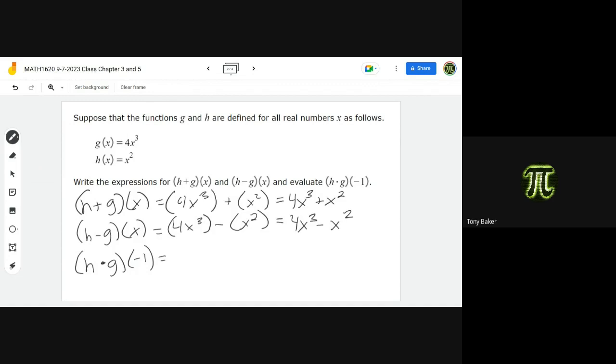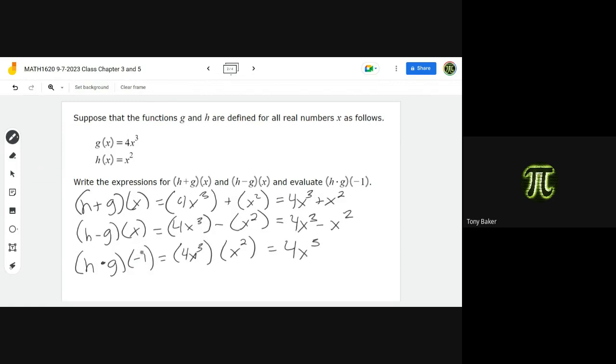So I'm going to show you the multiplication one. It's the same thing. You just basically multiply them together. It's 4x to the third times x squared. Now this one, we can actually do something to it. When you're multiplying like bases, what do you do with the exponents? Add them. So this is 4x to the 5th.